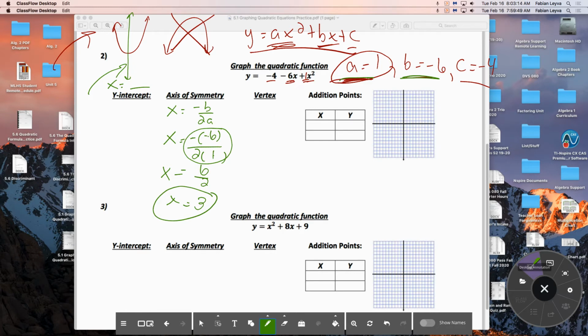Let's draw this in our graph. So remember, this is a vertical line where x equals 3. This is my x-axis. I know that x equals 3 there. Now remember that it's a vertical line, so it's going to go straight through that point. And that is my axis of symmetry.